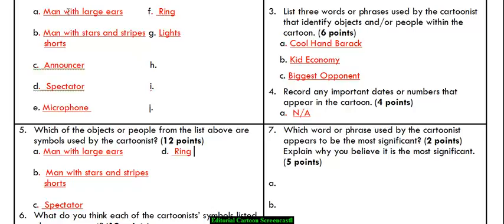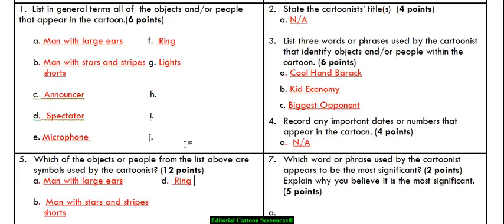So once again, for question number 5, take a look at the list you've created. Ask yourselves that very important question. Whatever you've written down here, do you believe it symbolizes something? If the answer is yes, you would just transfer those exact words down to number 5. If the answer is no, then you leave it where it's at. Keep in mind, the letters do not need to match up. You'll notice that spectator and number 1 and spectator and number 5 do not match up, and ring and number 1 and ring and number 5 do not match up with those letters.